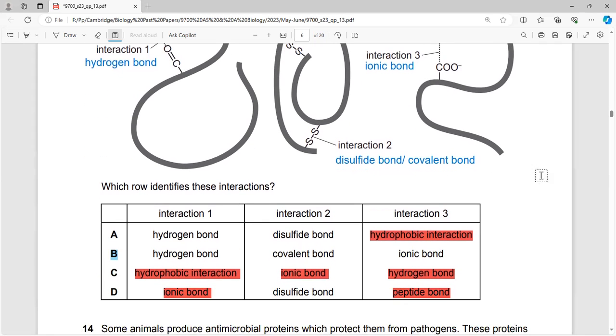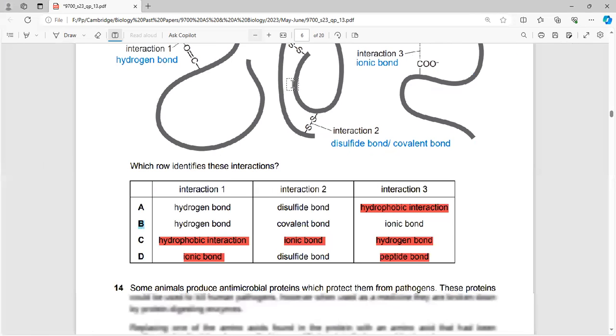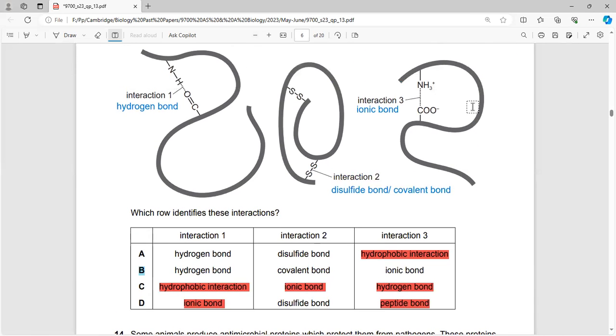We're going to see which option is correct. Interaction number 1 is our hydrogen bond, so that's our correct option. Interaction number 2 can be a disulfide linkage, or a covalent bond, so options A and B both can be correct. In option number 3, this is not a hydrophobic interaction. This is an ionic bond. So B is our correct option here.